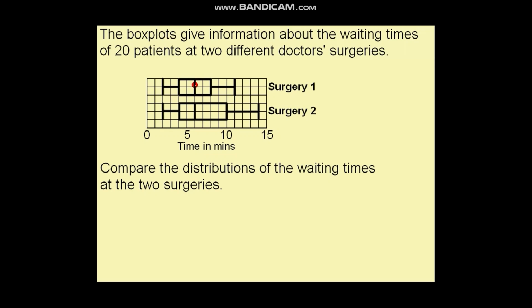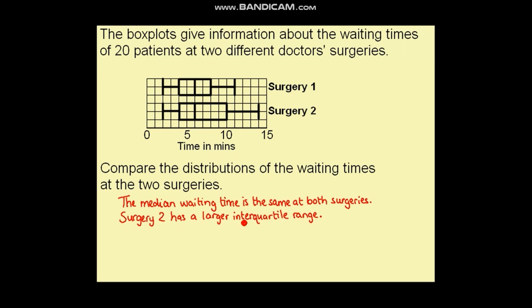So if I wanted to compare the medians here, I would write that the median waiting time is the same at both surgeries. If I wanted to compare the interquartile ranges, I would write that surgery 2 has a larger interquartile range because the box for surgery 2 is longer. If I wanted to compare the ranges, I would write that surgery 2 has a larger range of waiting times because the overall box plot for surgery 2 is longer.